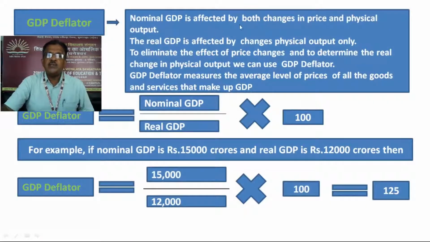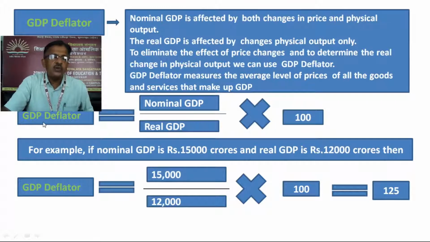Nominal GDP is affected by both the change in price and physical output. The real GDP is affected by change in physical output only. To eliminate the effect of price changes and to determine the real change in physical output, we can use GDP deflator. This is a very important concept. GDP deflator measures the average level of prices of all the goods and services that make up GDP.